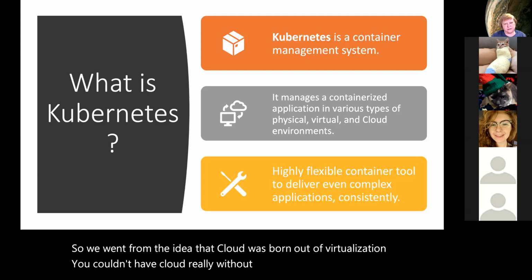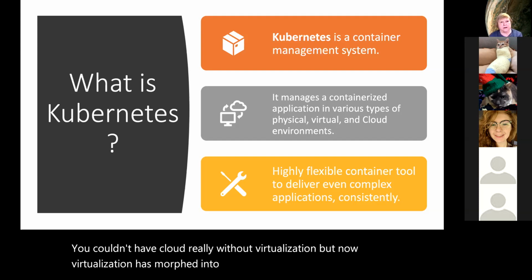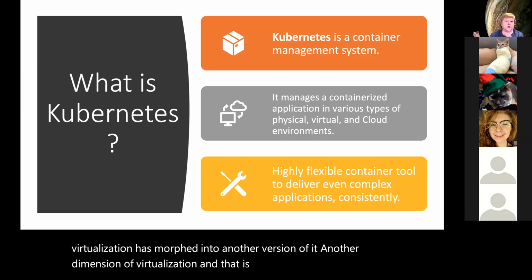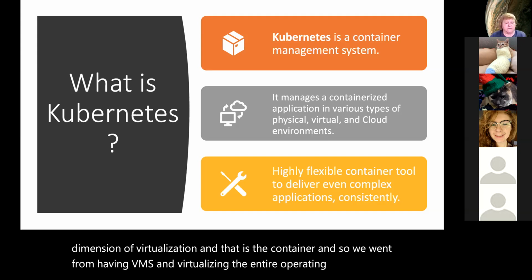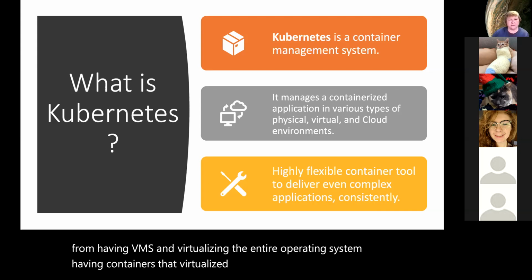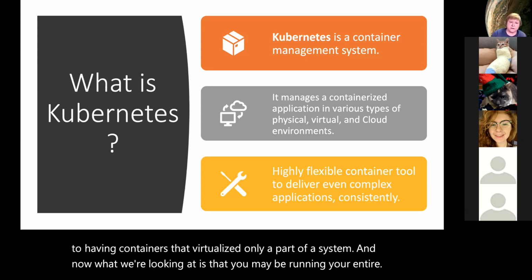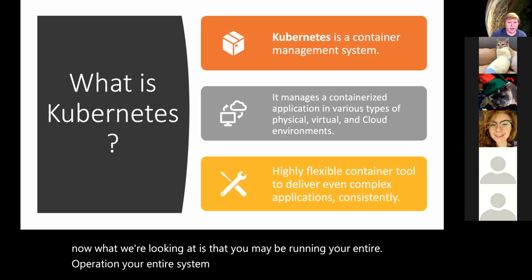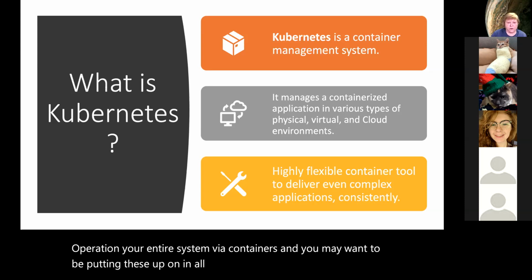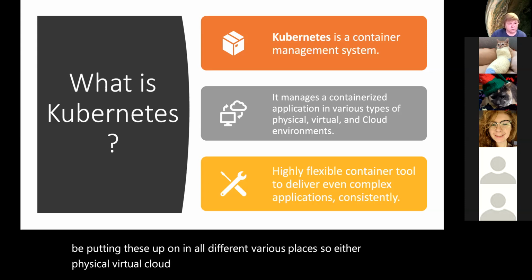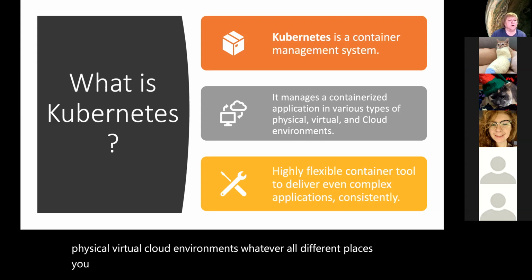But now virtualization has morphed into another version of it, another dimension of virtualization, and that is the container. So we went from having VMs and virtualizing the entire operating system to having containers that virtualized only a part of a system. And now what we're looking at is that you may be running your entire operation, your entire system via containers. And you may want to be putting these up in all different various places. So either physical, virtual, cloud environments, whatever, all different places you may be wanting to organize where your containers are.